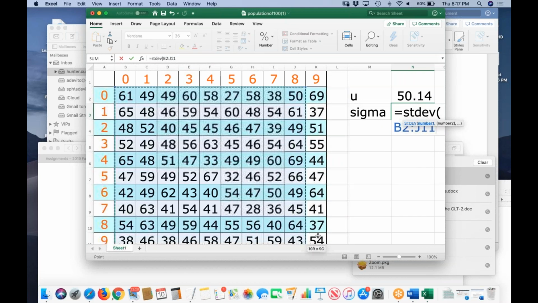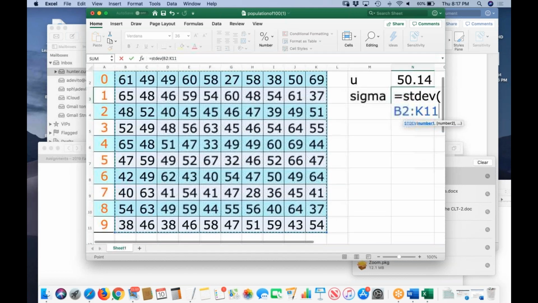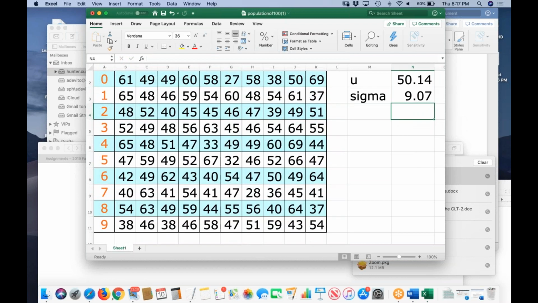And let's see what that comes out to. Oops, I hope I didn't mess that up. Oh, okay, it's about 9. So our mean for this population is about 50. Our variability, our standard deviation, is 9. Tells us a lot about this, right?